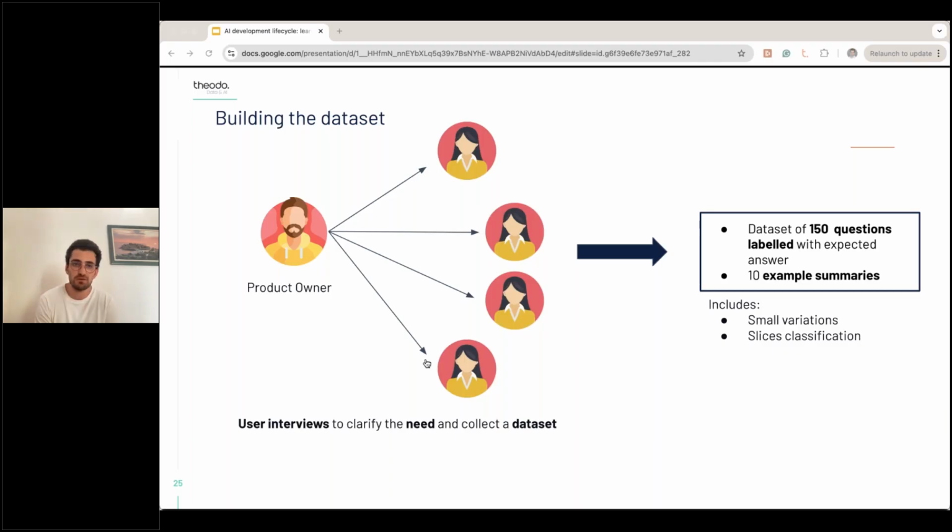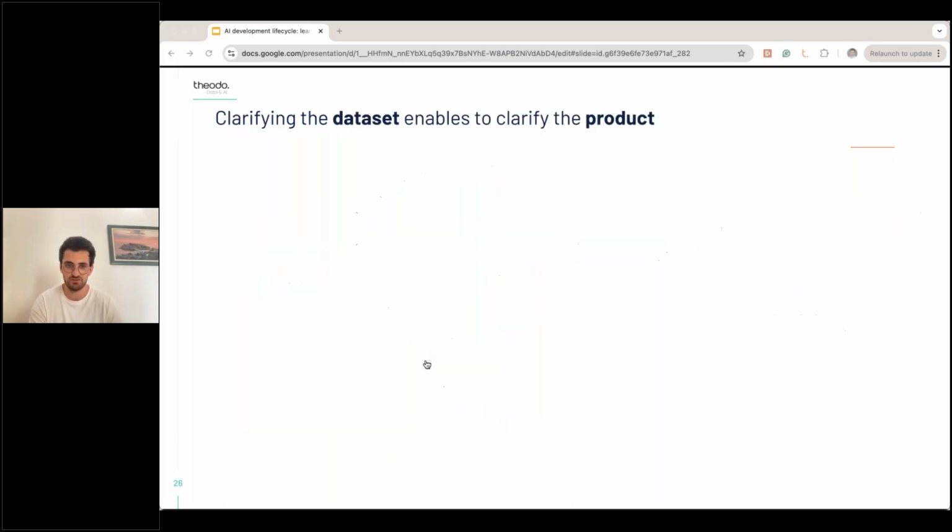These examples include small variations, because users may make typos or things like that. They may not write exactly the same word that is in the SQL database. So we need, from the beginning, to take these variations into account to measure the actual performance of the product, and do some slices classification to ease evaluation.